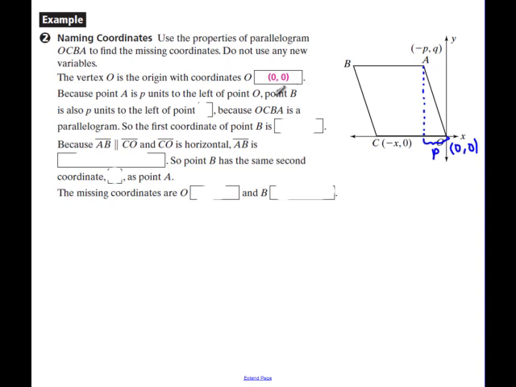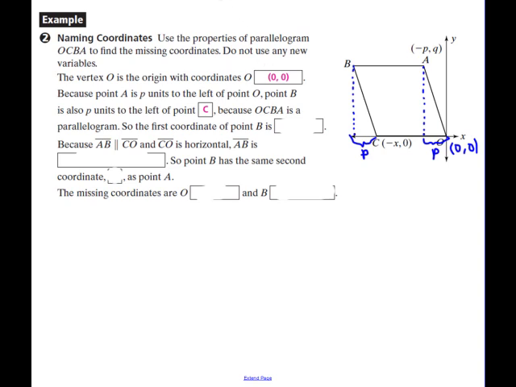Then it says point B must also be p units. So all they're saying is that if we drop a line down here from point B, they're saying that this little space here is also going to be p units. Because this is p units, this space here must also be p units because it is a parallelogram. So if that's the case, this is also p units left of the point C.